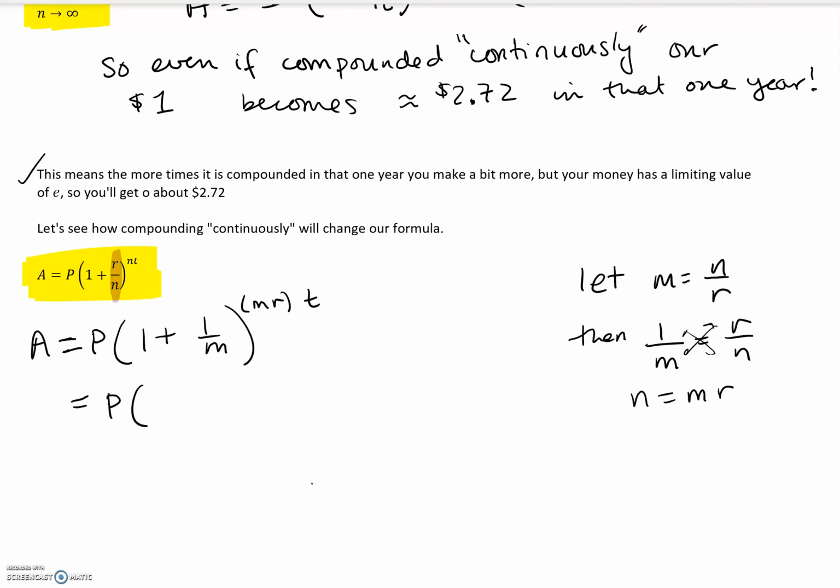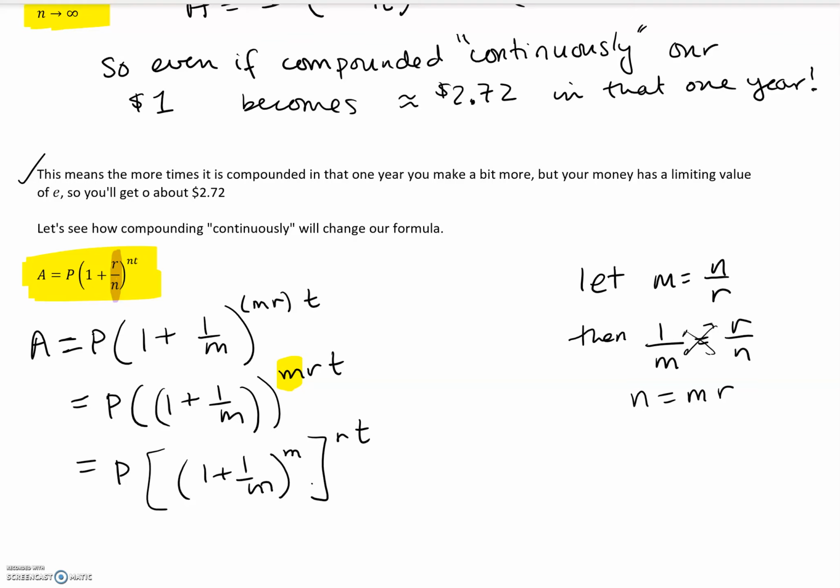So now I have p times 1 plus 1 over m, and let me put it all together, to the mrt. And I'm going to apply properties of exponents and pull this exponent inside. That's going to be p times 1 plus 1 over m raised to the m, everybody raised to the rt.